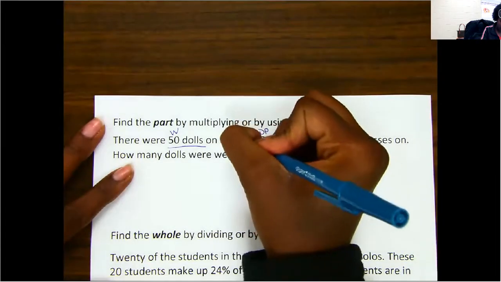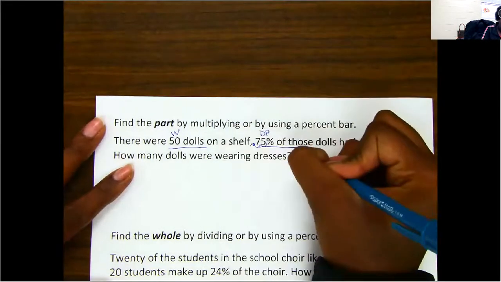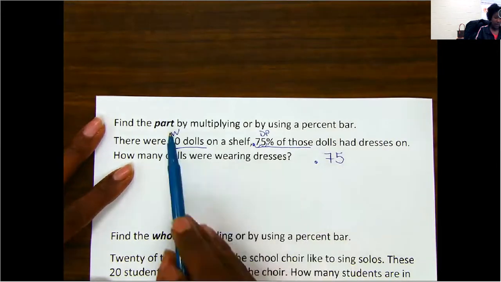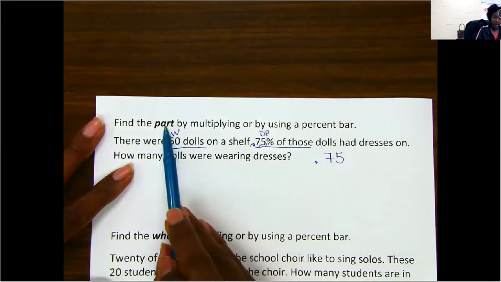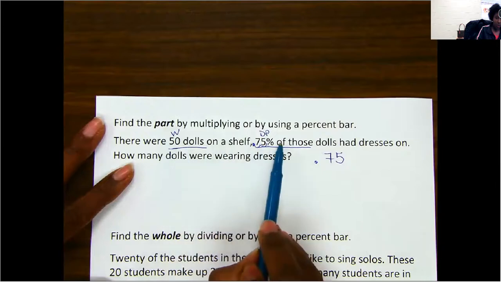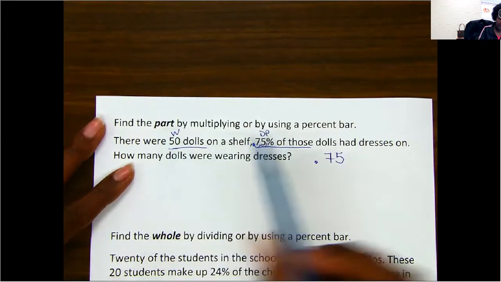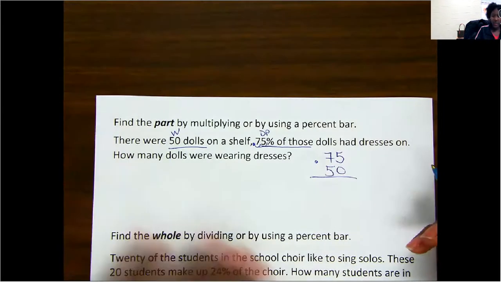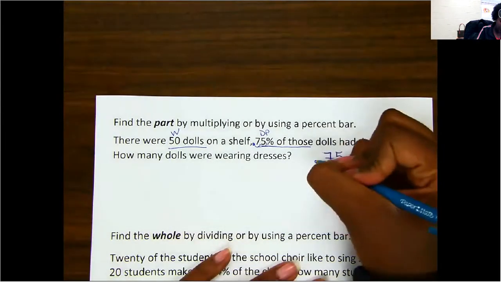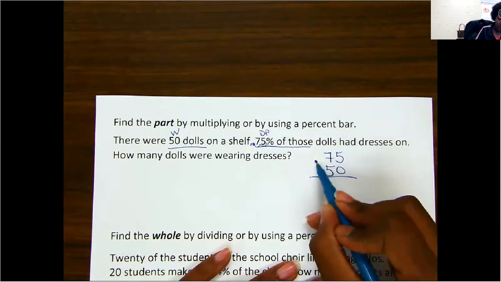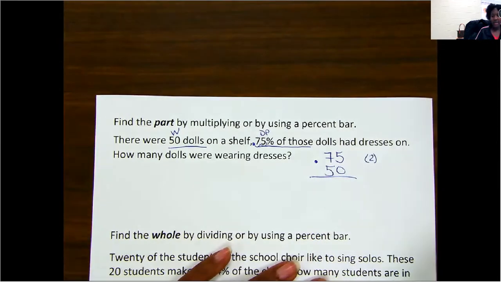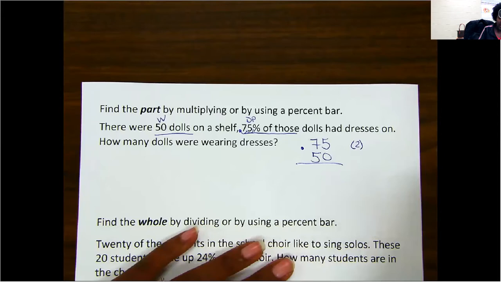1, 2. So I have 0.75. And remember, I'm finding the part, so I'm multiplying. Remember, the word of also tells me that I will be multiplying. I need to multiply that by 50, okay? Because I have a decimal in here, I need to count off how many decimal places I have. Here's my decimal, 1, 2. I have a total of 2 decimal places that I need to account for in my final answer.